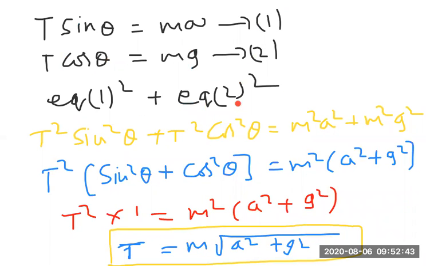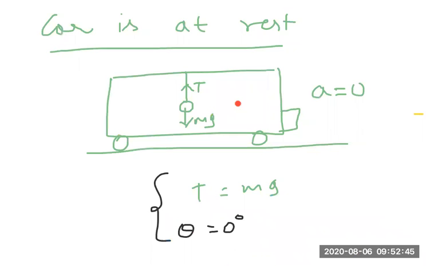But when the car is at rest, simply tension is nothing but weight, because it is suspended like this. Tension is towards the point of suspension, weight is acting downwards, the internal force developed in the string. T equal to mg. Now it is not making any angle, it is not moving because it is at rest. The car is at rest, the pendulum is also at rest. Yes, theta is 0.